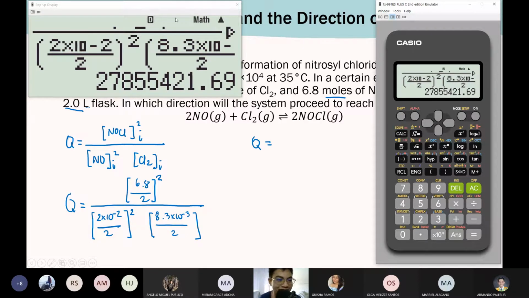Move the decimal point: 1, 2, 3, 4, 5, 6, 7. So 2.79 times 10 raised to 7. Let's use 2 decimal places, so 2.79 times 10 raised to positive 7. It's large, no?